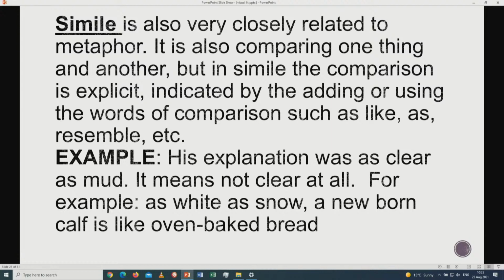For instance, his explanation was as clear as mud. Obviously, you know that mud is dark, but now the explanation was very clear. So it means not clear at all if the explanation was as clear as mud. For example, as white as snow. A newborn calf is like oven-baked bread. These are the examples that we use for a simile. So all these figurative language examples have as, or like, to show that it is an example of a simile.